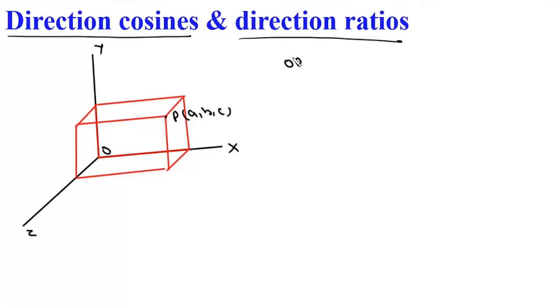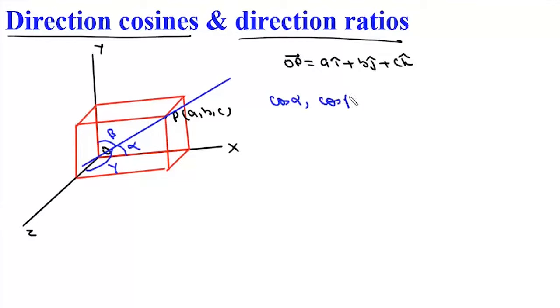So we have this vector OP, which is ai plus bj plus ck. Now if we consider this line through OP, then this line through OP will make some angle with the x-axis, y-axis and z-axis. Suppose this line makes an angle alpha with the x-axis, beta with the y-axis and gamma with the z-axis.